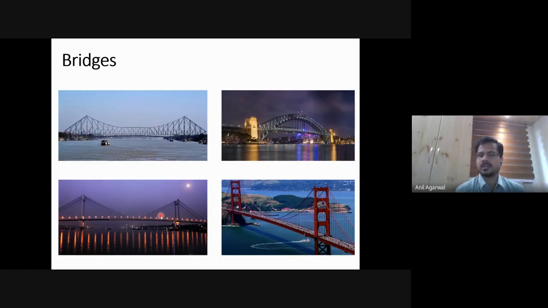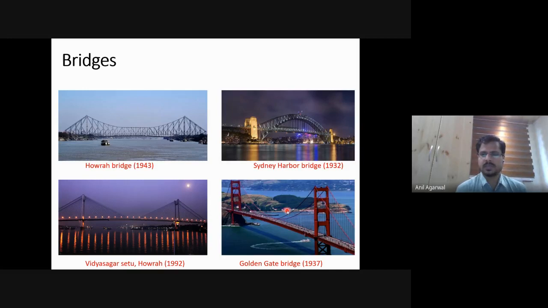So this is Vidyasagar Setu again in Kolkata, and this one everybody knows, right? The fourth one, Golden Gate Bridge. Yeah, so this was the longest bridge for a very long time, but now I don't think it holds that title anymore. This is in San Francisco, USA. So both these are from India, and both of these are abroad. This is in Australia, and this is in USA. Okay, so these are the dates when they were completed.